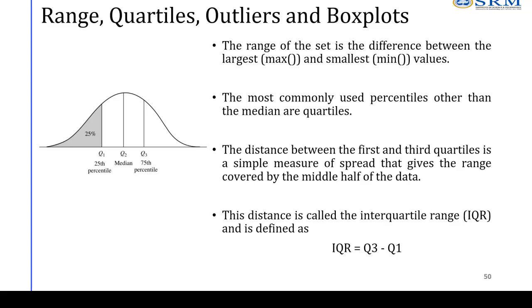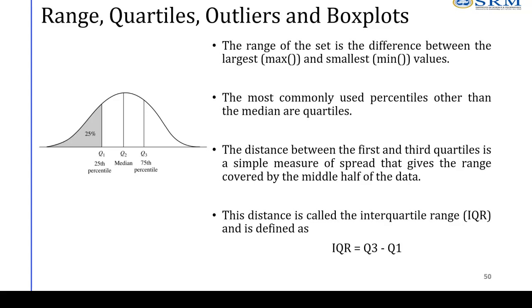Hi, in the last video, we saw the median and mode. In this video, we are going to see the range, quartiles, outliers, and box plots. Also, apart from box plots, we are going to see the five-number summary and also problems for the five-number summary. What are range, quartiles, outliers, and box plots?